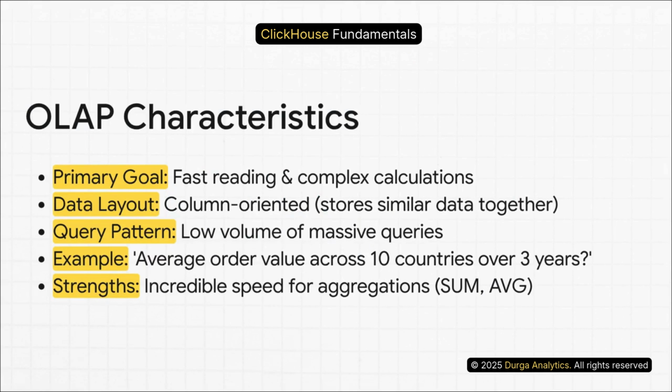I mean, look at that example query. What's the average order value across 10 countries over the last 3 years? To answer that, you might have to scan billions of rows. The only way to make that possible is to store data differently, in columns. All the order values are stored together, all the countries are stored together, and so on. This is what makes aggregations like sum and average unbelievably fast.